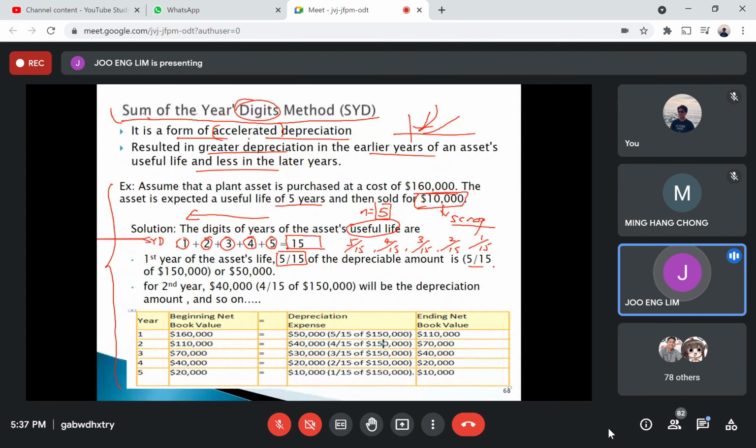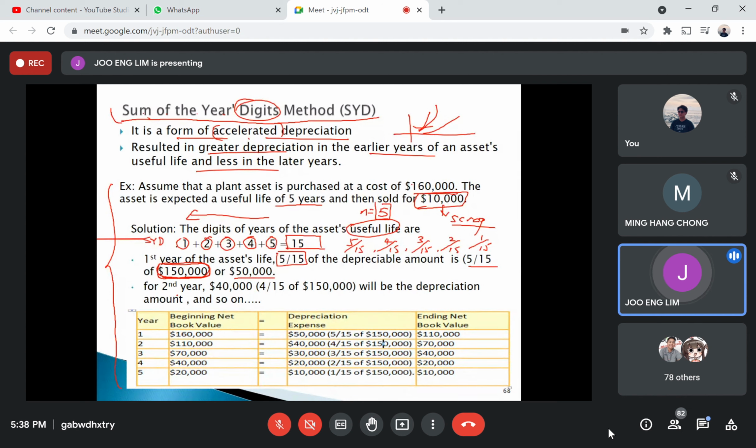So in the first year, what you do is you use 5/15, multiply by what? Take note here. Multiply by the depreciation base. It is not multiplied by the cost. You multiply the rate by the depreciation base because you have to use 160 minus 10K. This is the standard formula. Clear? Okay. So therefore you get the 50K.